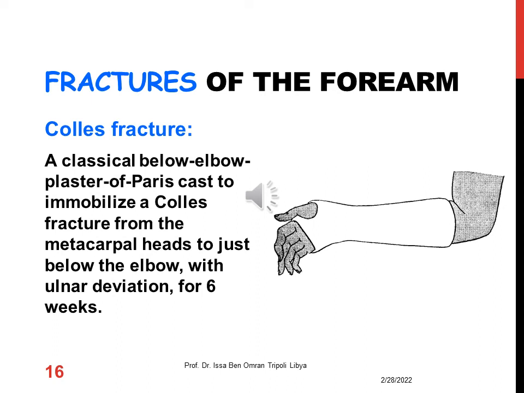The treatment of the Colles fracture is mostly conservative: a classical below-elbow plaster of Paris, POP, to immobilize a Colles fracture from the metacarpal heads to just below the elbow with ulnar deviation for 6 weeks.